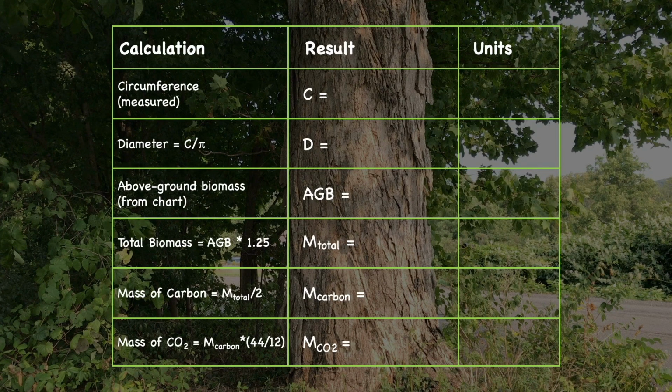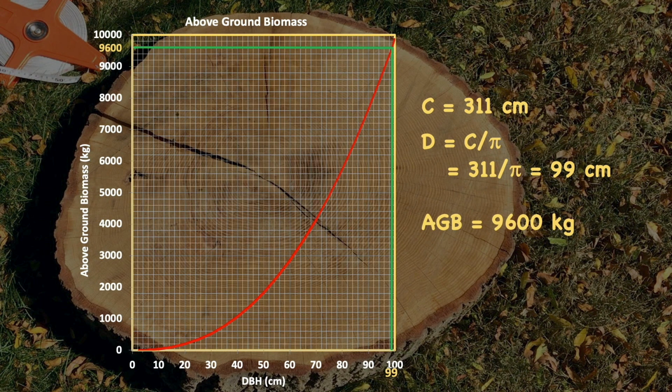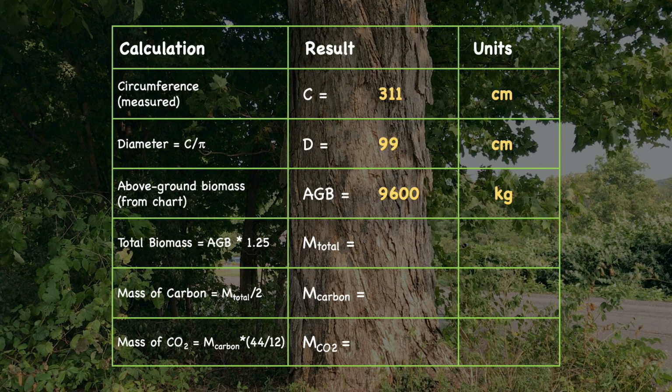Okay, so we'll use this table to help us go through the calculation step by step. First, enter the circumference that we measured, 311 centimeters. Then divide by pi to find the diameter, 99 centimeters. Next, we go to the biomass chart and find the corresponding above-ground biomass for a maple tree with a 99 centimeter diameter, and we see that it's 9,600 kilograms. Okay, now we have to account for the mass of the roots, which we can do by multiplying our above-ground biomass by 1.25. This gives us the total biomass.